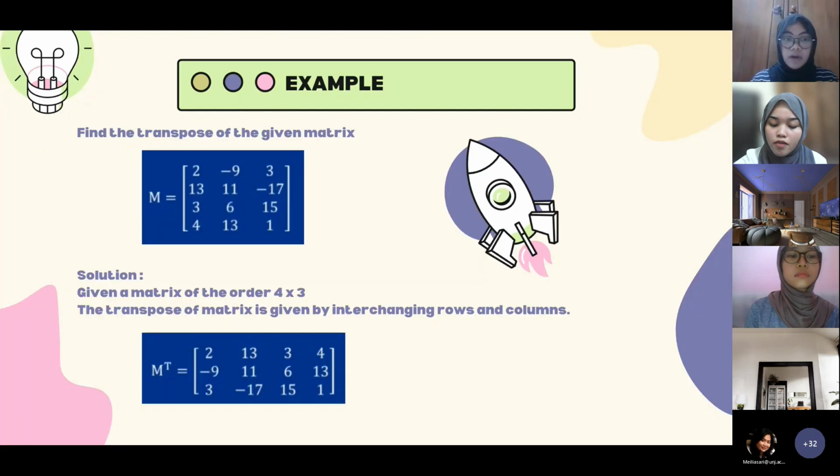For example, find the transpose of the given matrix. Matrix M has the elements like this. Solution: given a matrix of the order 4 by 3, the transpose of a matrix is given by interchanging rows and columns. And then, the transpose of matrix M is 2, 13, 3, 4, minus 9, 11, 6, 13, 3, minus 17, 15, and 1.